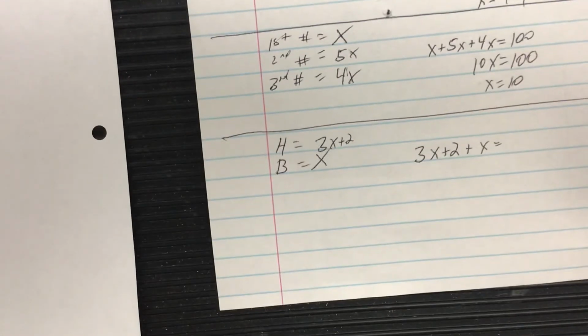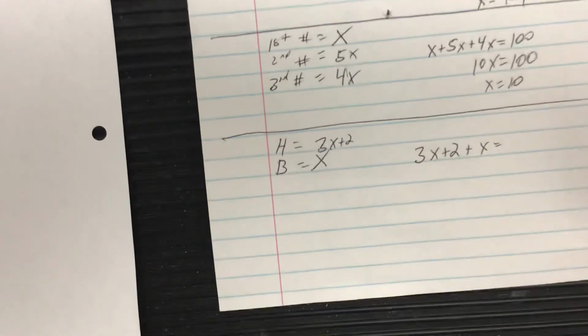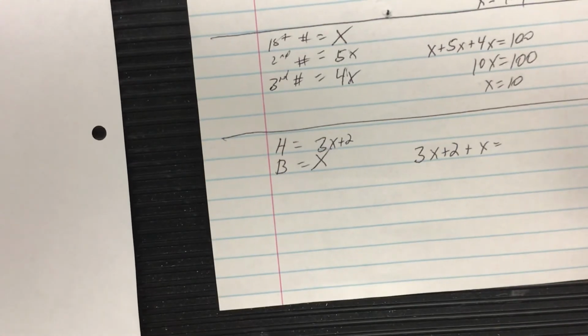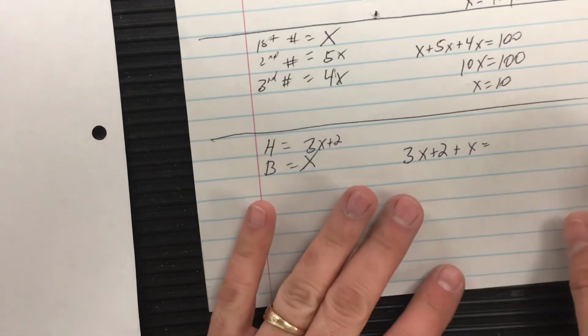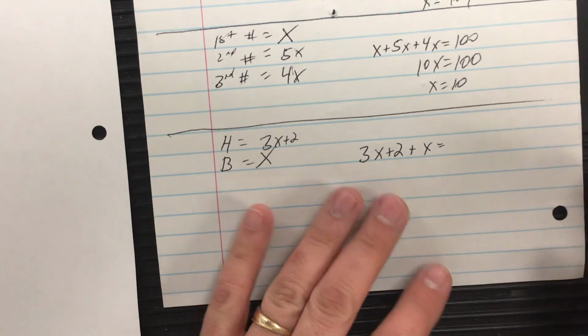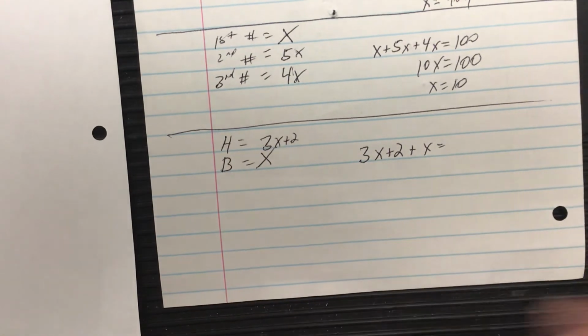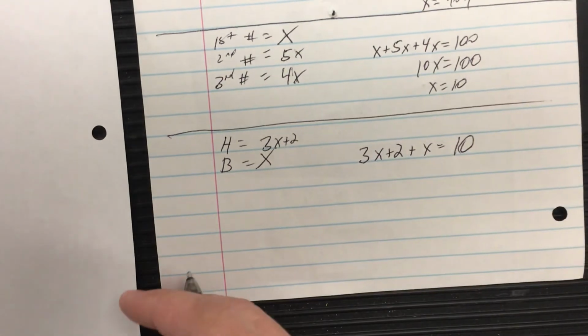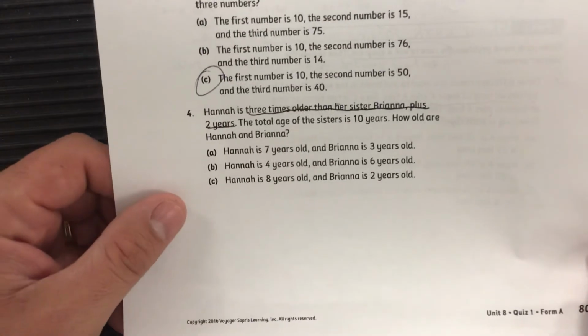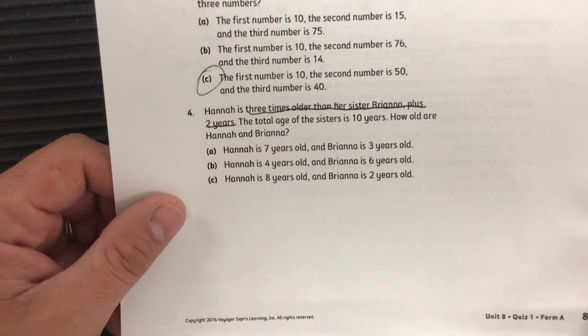Tells me in the problem they add up to? Nope. 3x plus 2. They add up to what? Asia? 4x. Oh, add up to it. 10. They add up to 10. Which is right there: the total age of the sisters is 10. That's all I was looking for.